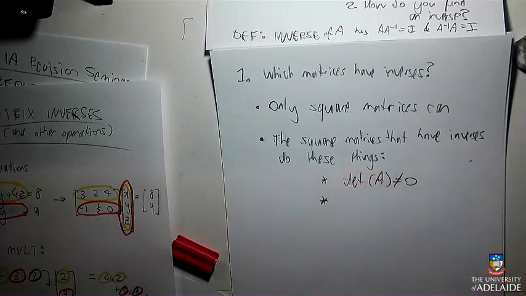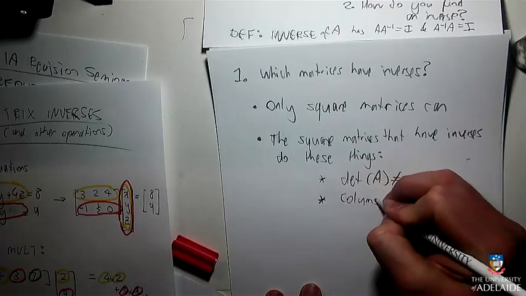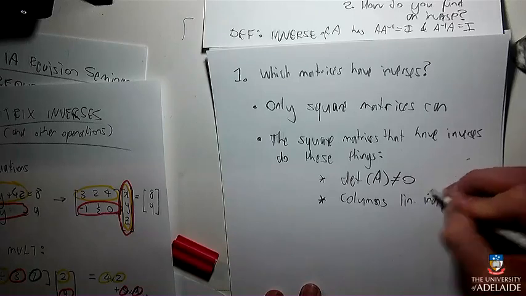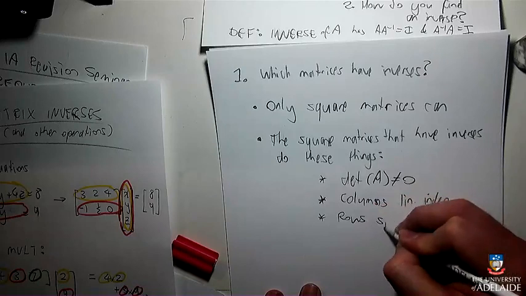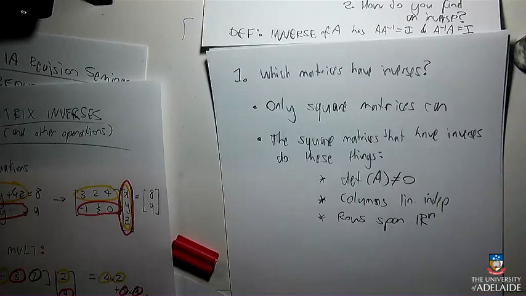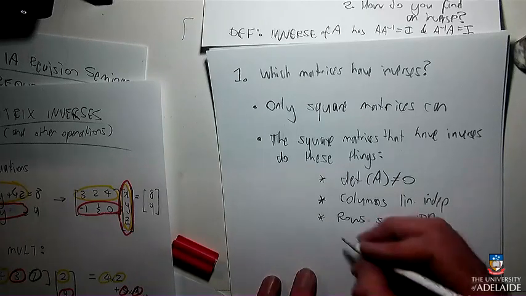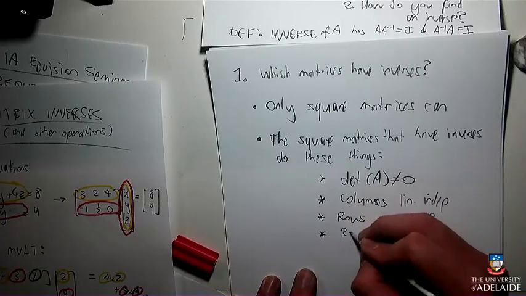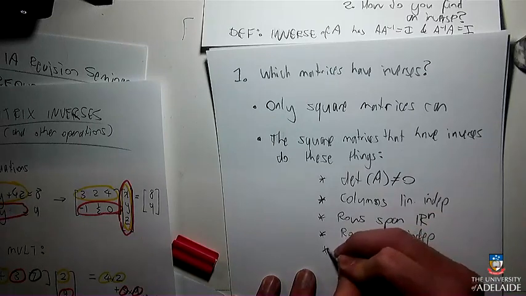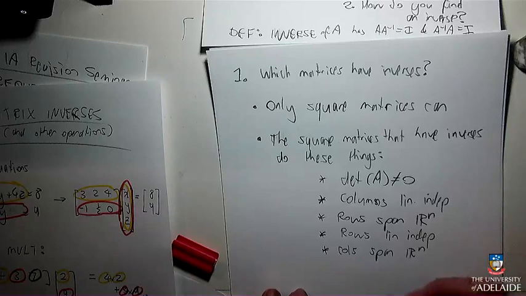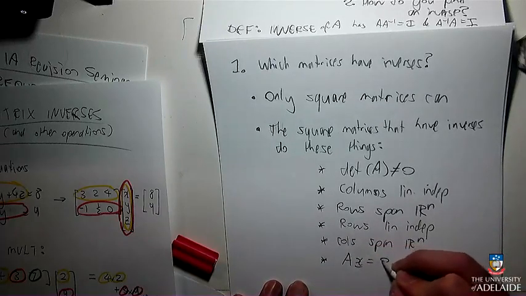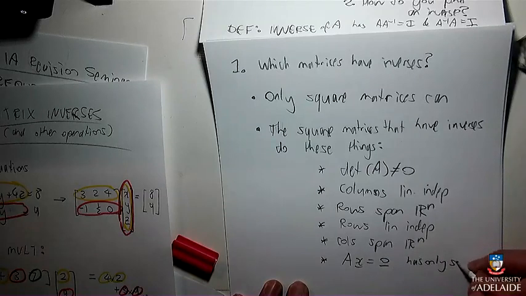You could have that the columns are linearly independent. And you could have that the rows span Rn, where n is the size of the matrix. And it works perfectly well the other way. The rows could be linearly independent and the columns could span Rn. And you could have Ax equals 0 has the only solution of x equals 0. I think that's pretty much the whole list.